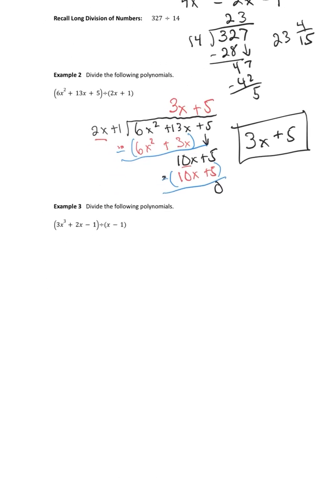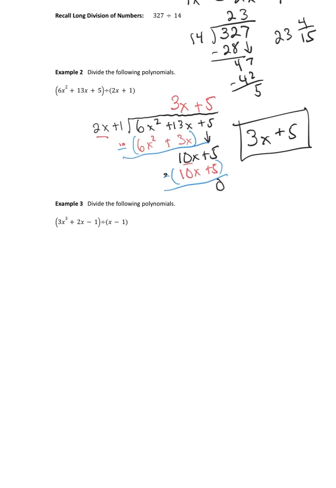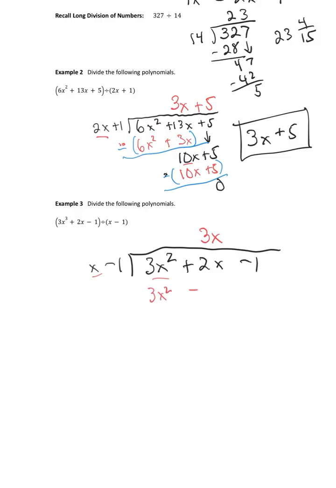Let's do one more for a little practice, and let's see if anything different happens here. So draw your box. 3x squared plus 2x minus 1 divided by x minus 1. All right, so what do you have to multiply x by to get 3x squared? Well, you would have to multiply by a 3 and another x. So 3x times x is 3x squared. 3x times negative 1 would be minus 3x.